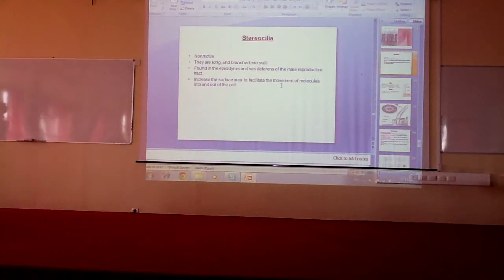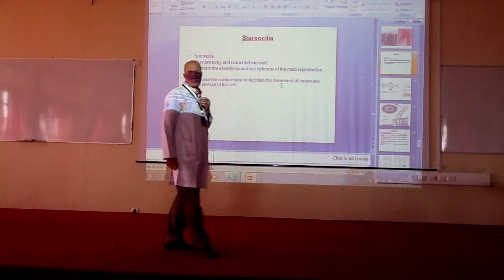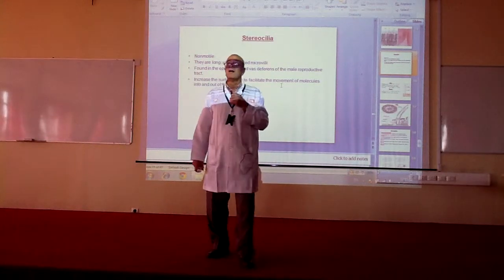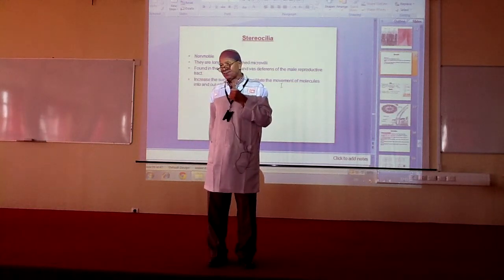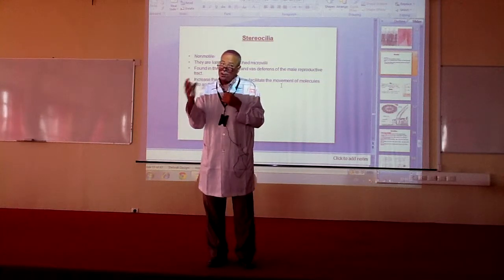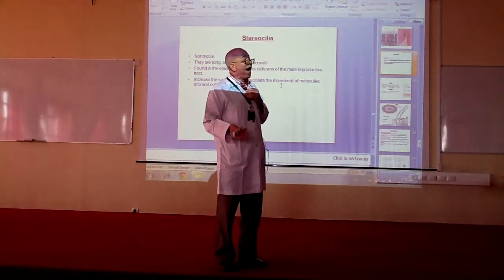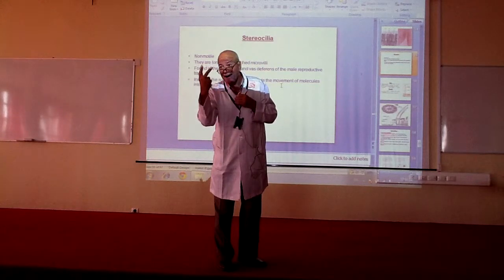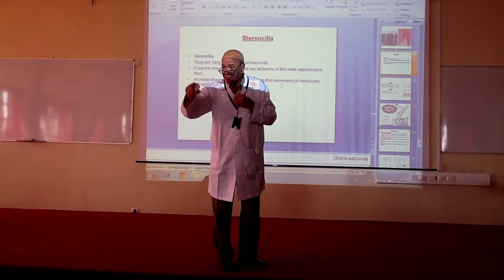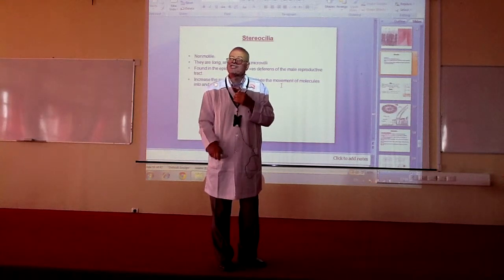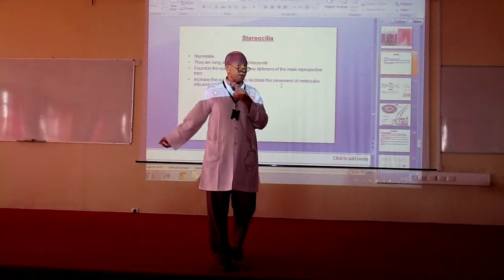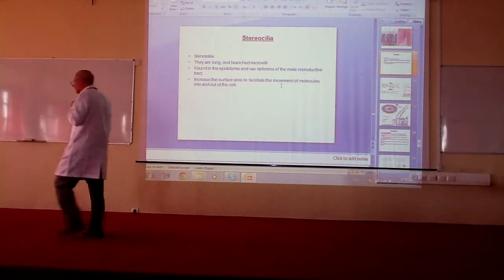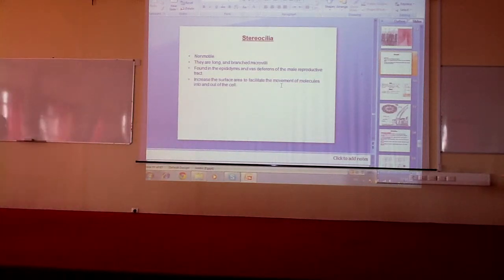What are the stereocilia? What do you know about stereocilia? Very good. Stereocilia are microvilli. What is the difference between stereocilia and microvilli? Stereocilia are longer. Stereocilia are branched to increase the surface area. Where can we find stereocilia? The epididymis in the rat, if you remember. In the epithelium lining the epididymis.